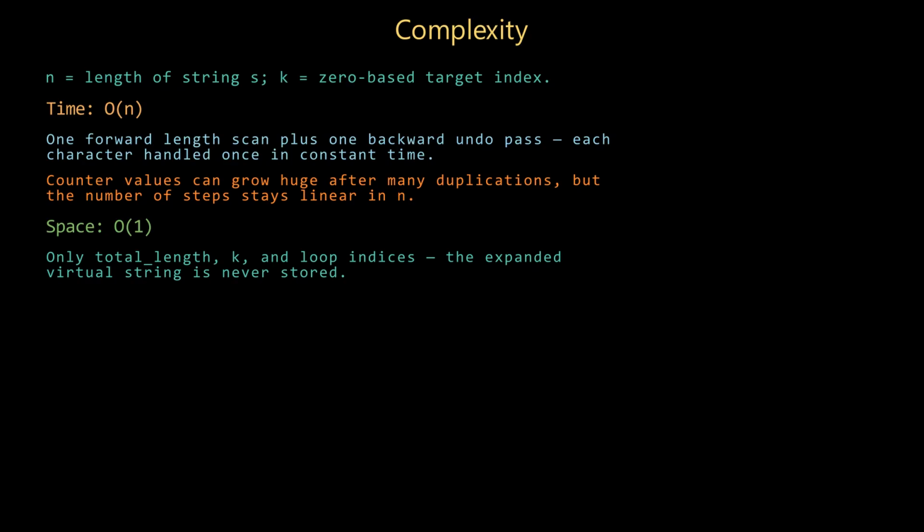Time is linear in n, the length of S. We scan once forward to count virtual length, then once backward to undo each operation. Every input character is handled in constant time. Space is constant, only total length, k, and a loop index are stored, never the expanded virtual string.